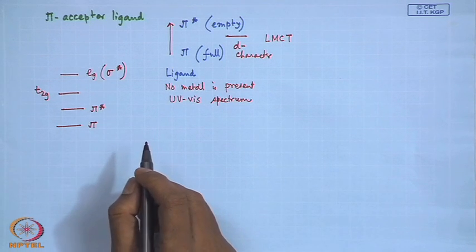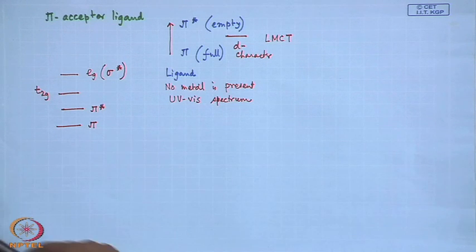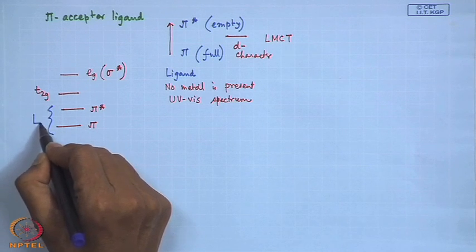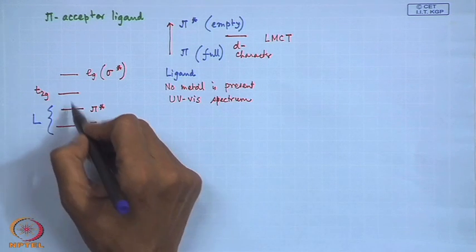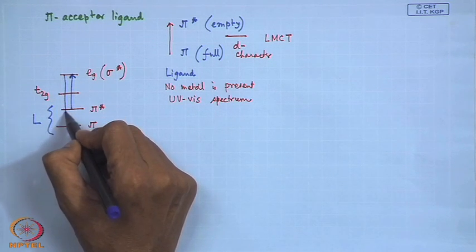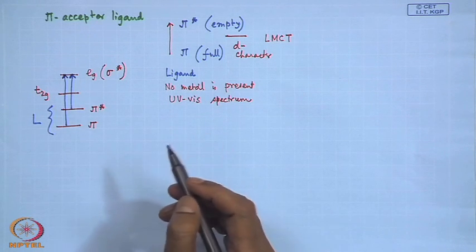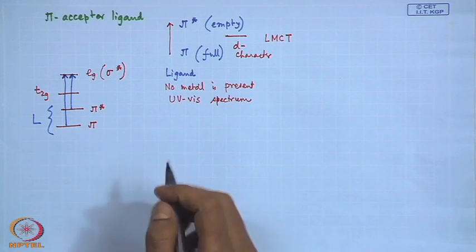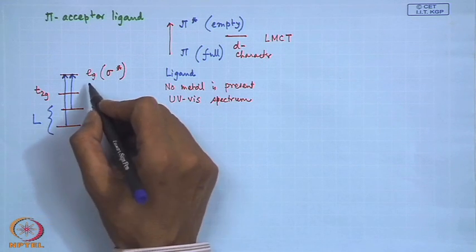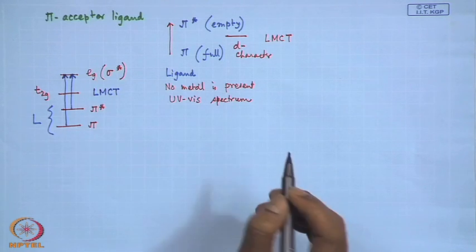and we can have the corresponding pi star as well as pi level. So, either from these two, if both of them are full, that means if the pi level as well as pi star level of the ligand is full, so we can have the corresponding electronic charge transfer from this level to this level or this level to the Eg level. So, this basically gives us the corresponding transitions which would be of LMCT type.